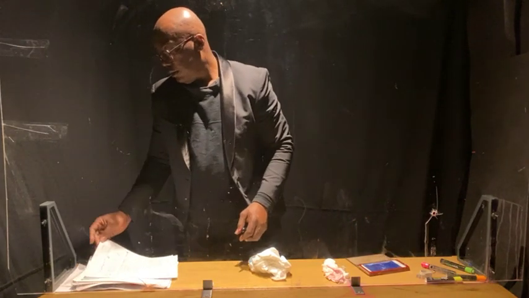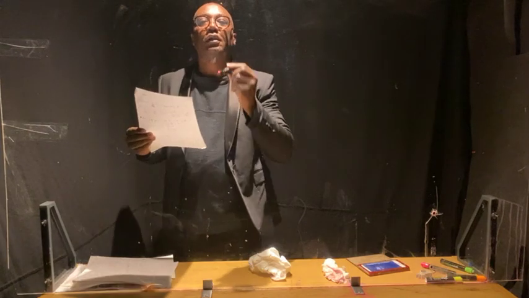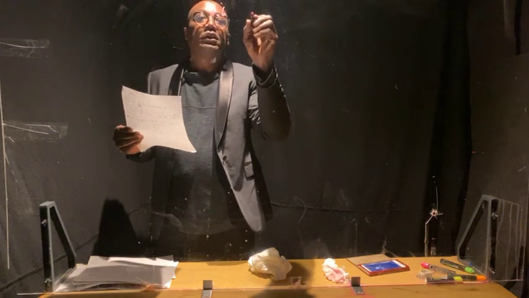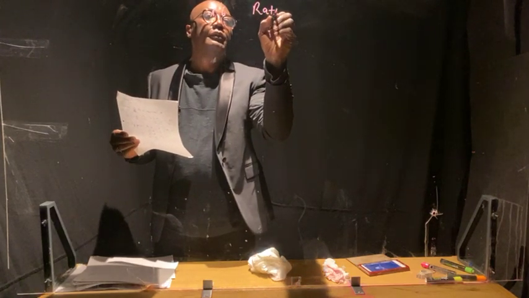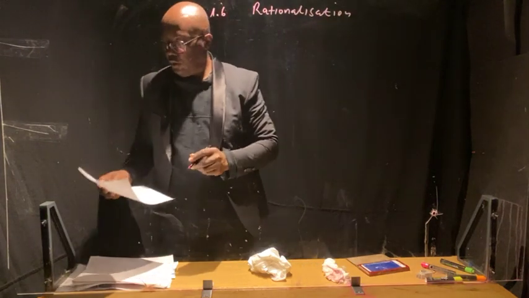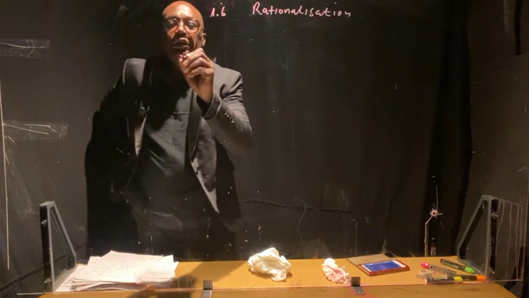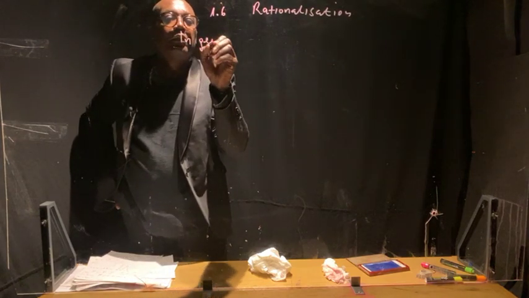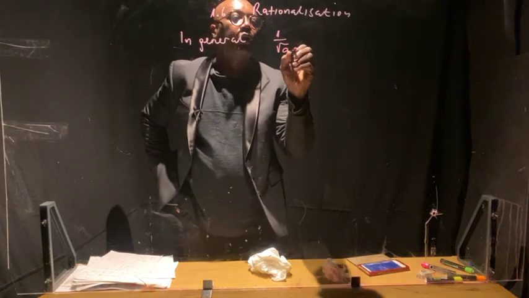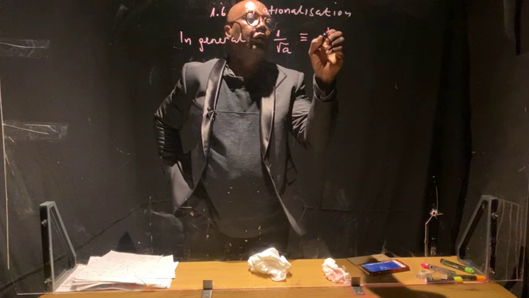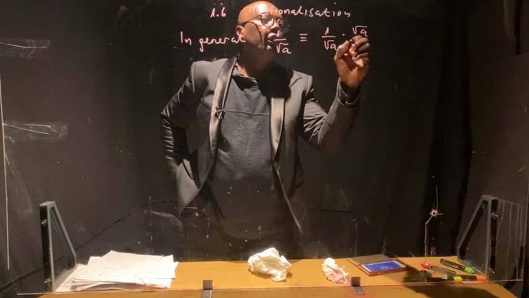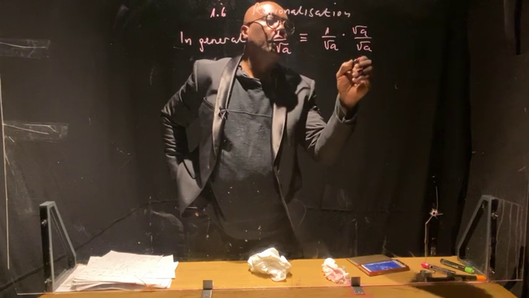The next one is rationalization. In general, one over root A is identical to 1 over root A multiplied by root A over root A.